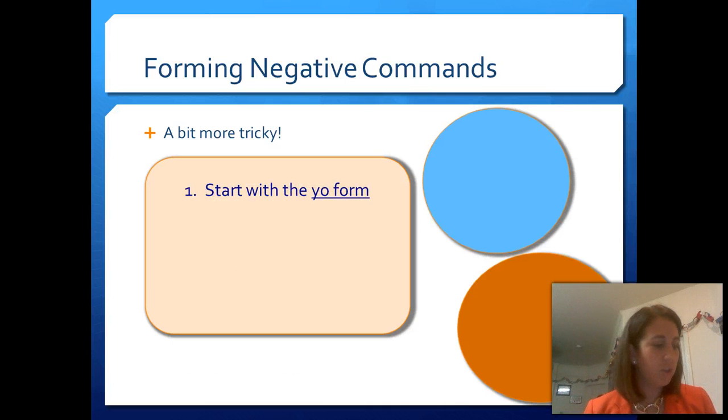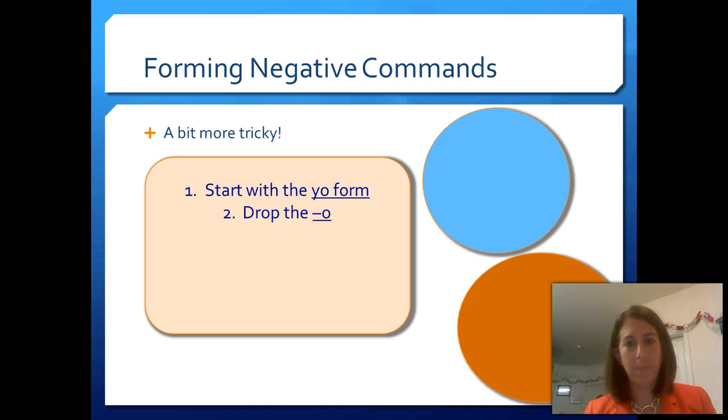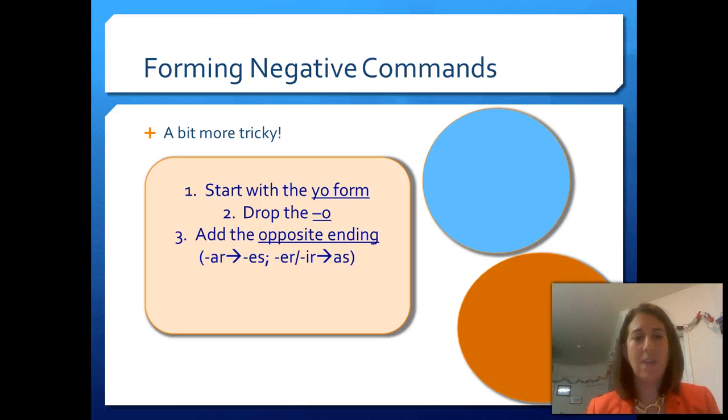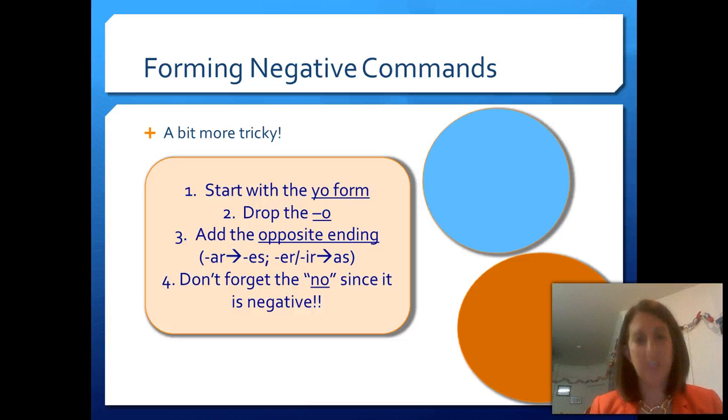Let's go. To form your commands, the first step is start with the yo form. That's why our go-go and the yo-yo are so important that we know those. Once you're in the yo form, you're going to drop that O, just like some conjugation. Then the third step is to add the opposite ending. That's how we know it's a negative command. If it's an AR verb, it's going to be ES. Our ER and IR verbs are connected, and both of those switch to AS. So step one, yo form, drop the O, add the opposite ending. And then finally, don't forget the no since it's negative. Let's look at some examples.